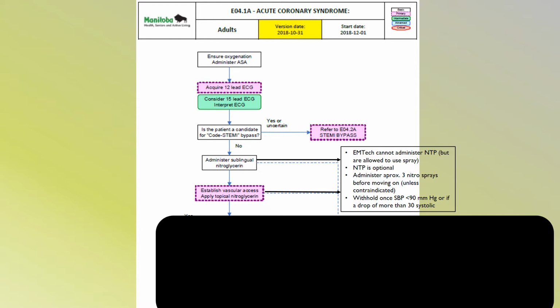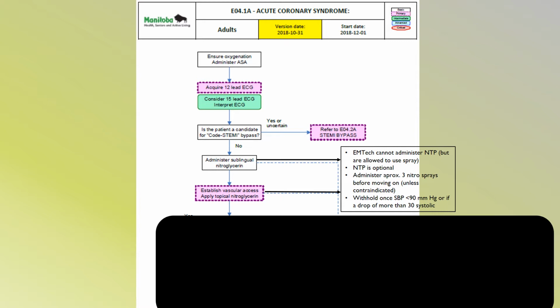So you can administer nitro spray or patch to someone who has a systolic blood pressure of 90 millimeters mercury or greater. What we want you to do is not administer if it goes below 90 systolic, or if you have a drop of more than 30 systolic. Then you're not going to administer any more nitro.